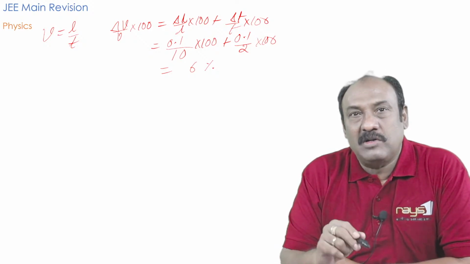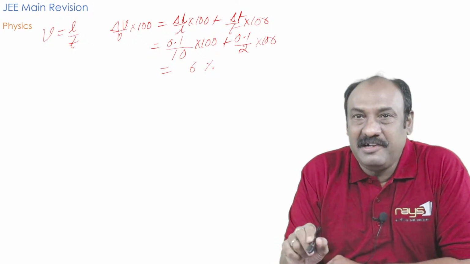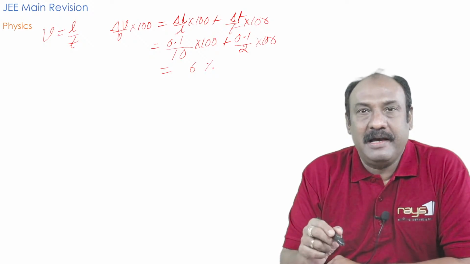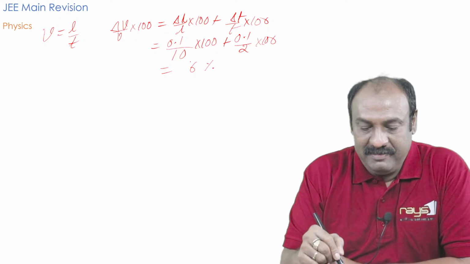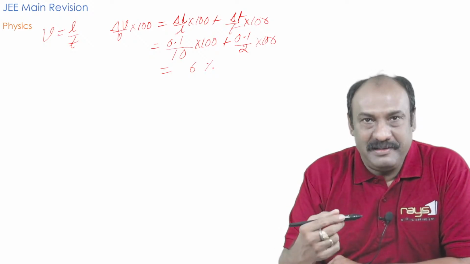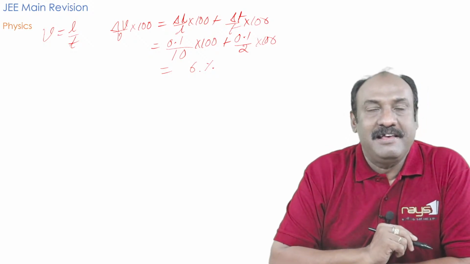So the percentage of error in the measurement of velocity is 6%, by assuming the least count of time is 0.1 second and the least count of length measured by moving a block along a straight line of least calibration of 1 millimeter. So indirectly the percentage of error in the measurement of velocity using the data is calculated as 6%.